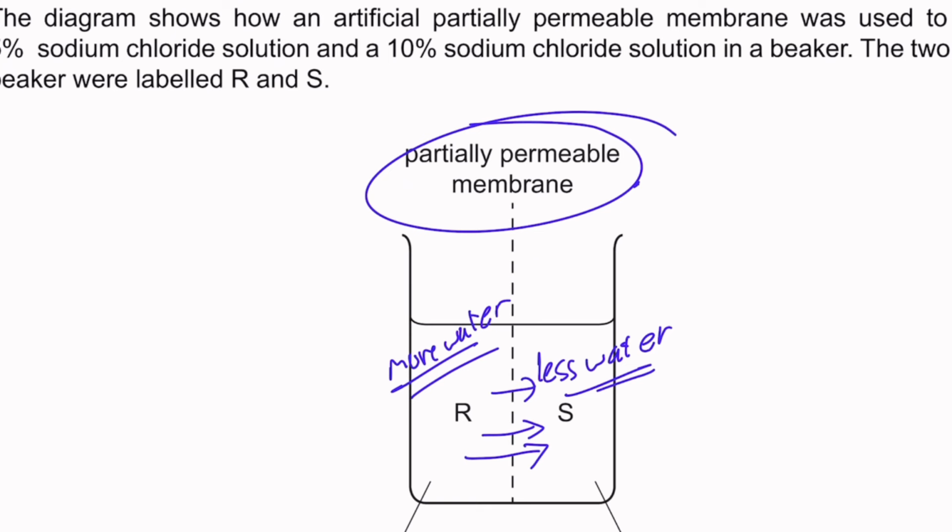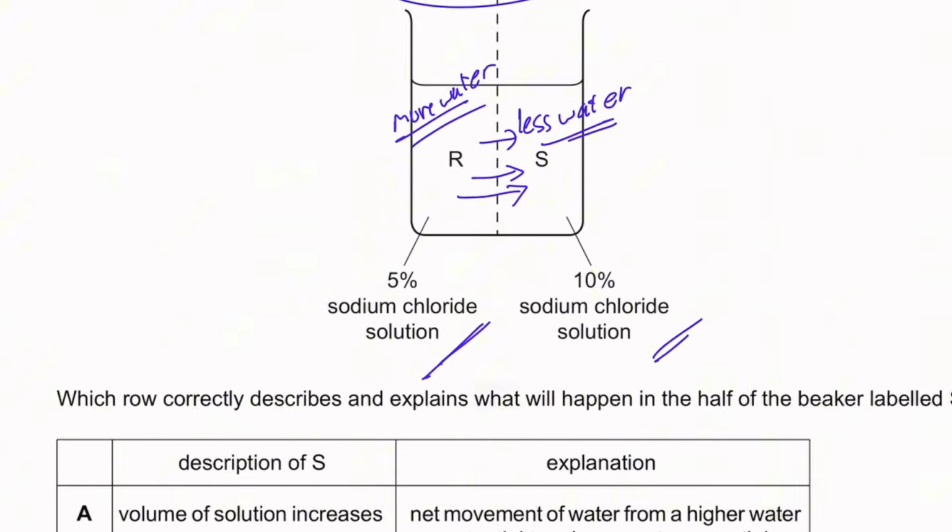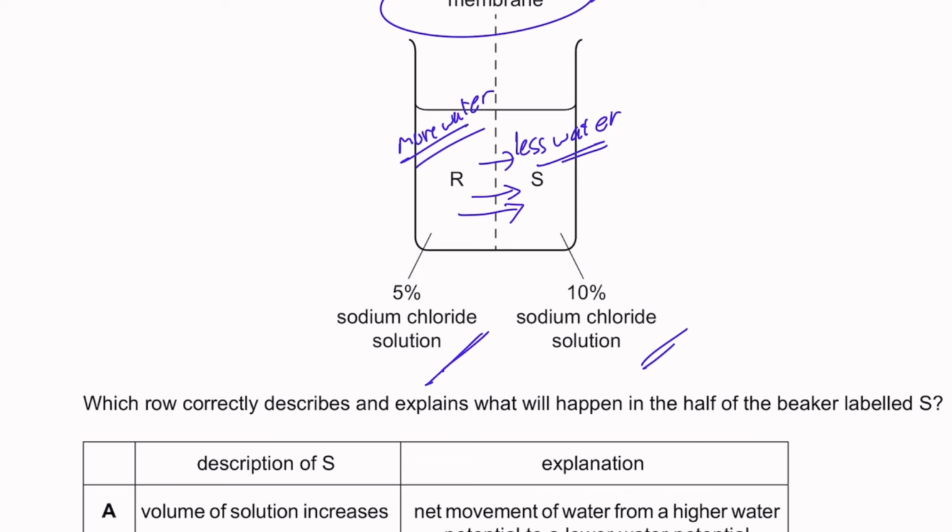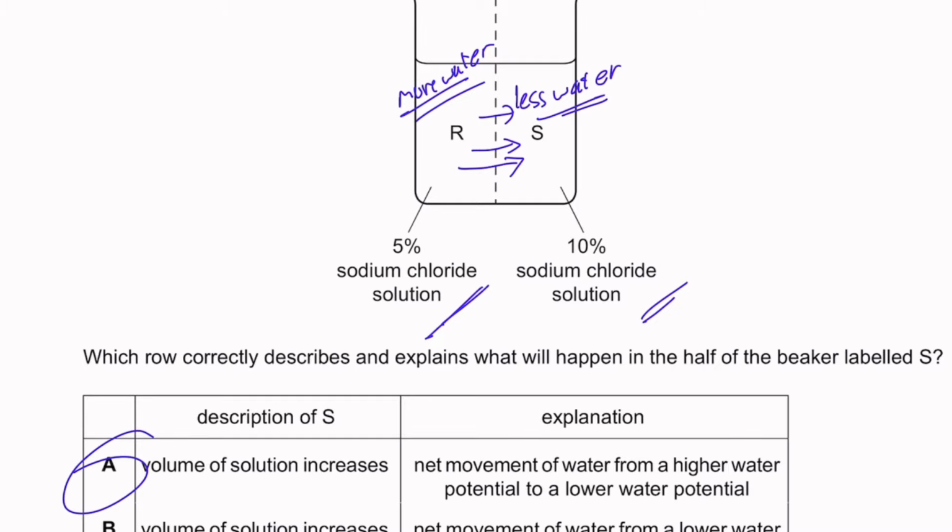And so the volume here is actually going to increase. I mean, obviously this is not how it's going to look, but yes, the volume of solution S is going to increase, and the explanation is because of movement of water from higher water potential to lower water potential, and so that is A.